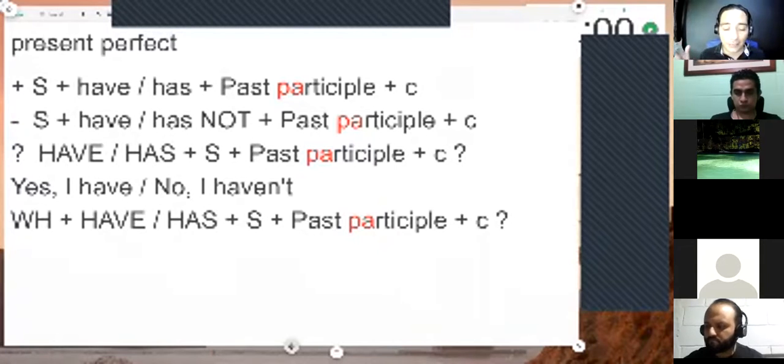WH, auxiliary, subject, past participle, complement. And that's it. Bien, si quieren revisar esto, pues hoy que les envíe el link, véanlo cuántas veces sea necesario para entender la estructura que lleva el presente perfecto, como se los he enviado en ese cuadrito. Está bien explicado y hay otros detalles como qué adverbios se pueden ocupar.